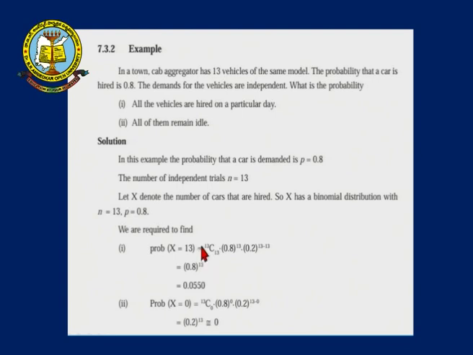In the similar way I explained, the binomial mass function is nCx p to the power of x q to the power of n minus x. If you substitute those values, we will get the answers. That is for exactly x equal to 13, and the second case, where all of them remain idle, is x equal to 0. So here we will get the values.